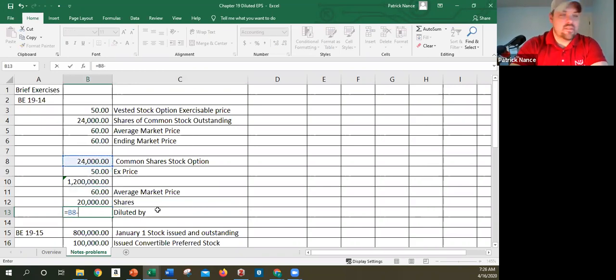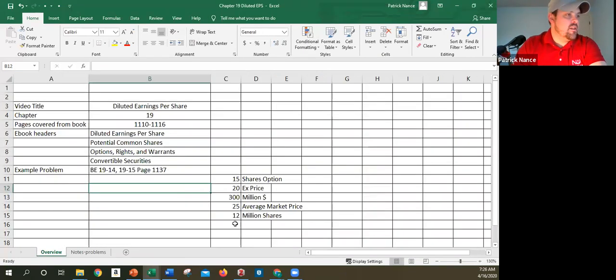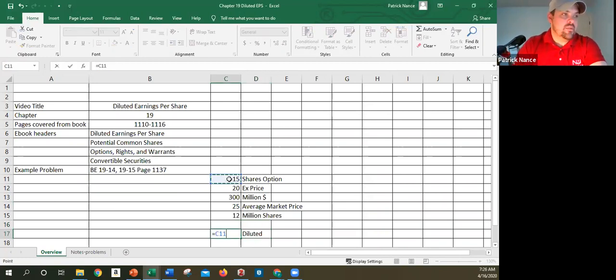The 24,000 minus the 20,000. I didn't go into that over here, but realize the amount of dilution, meaning this is the amount I'm going to add to the bottom of my equation, would be the difference between the share option and the number of shares.